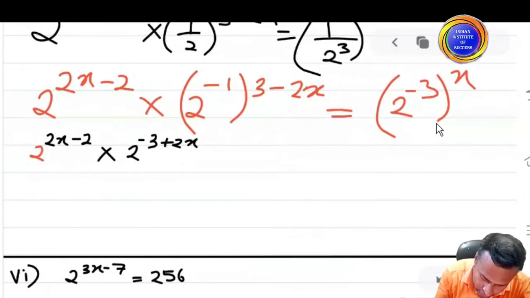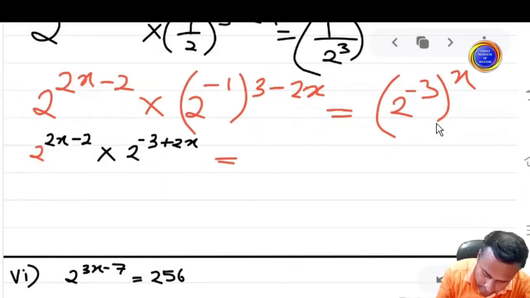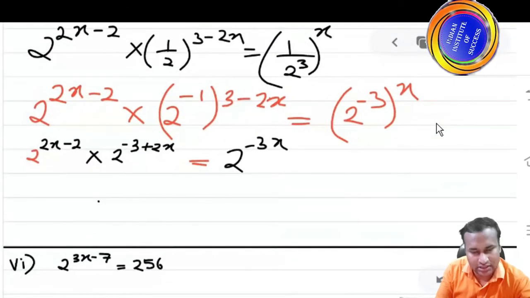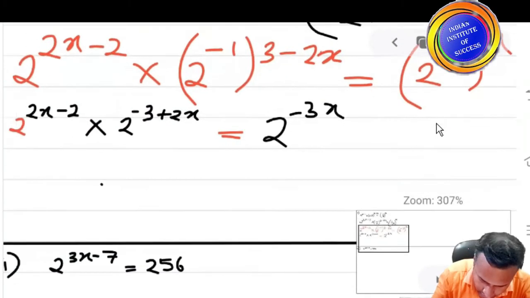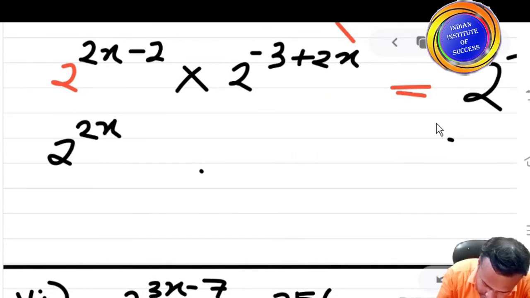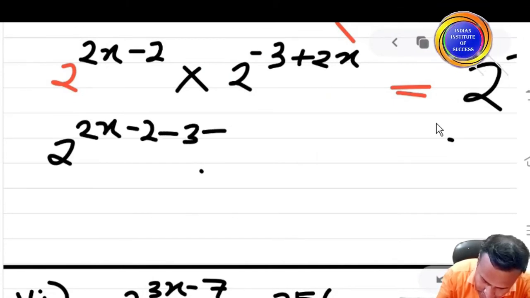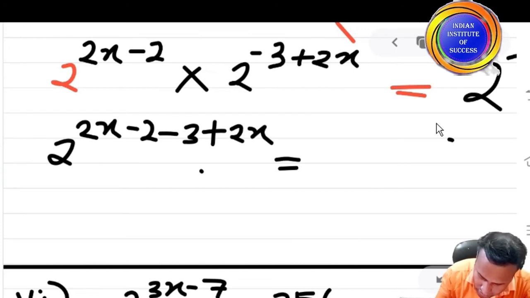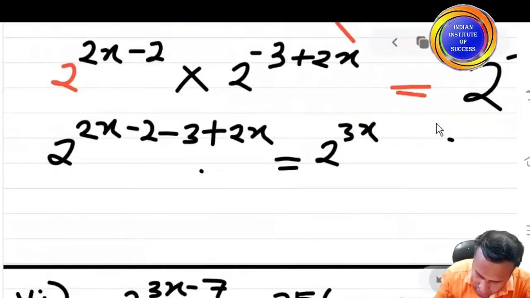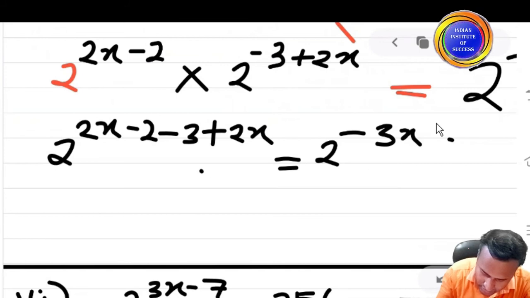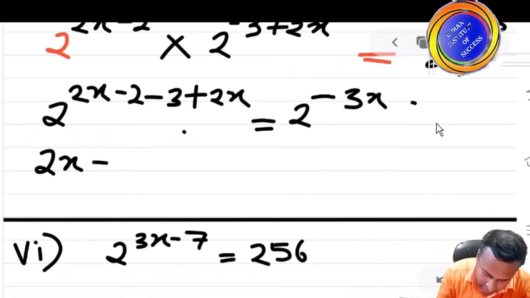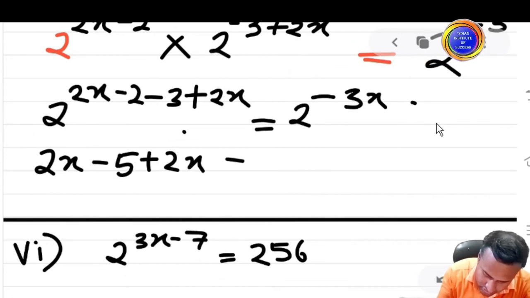Now here also we have to put attention. 2 raised to power minus 3x. Now bases are same, powers will add, already we know that. Okay, so we have to do this. 2 is to power 2x minus 2 minus 3 plus 2x equal to 2 is to power minus 3x. It means 2x minus 2 minus 3, that is minus 5, plus 2x equal to minus 3x.